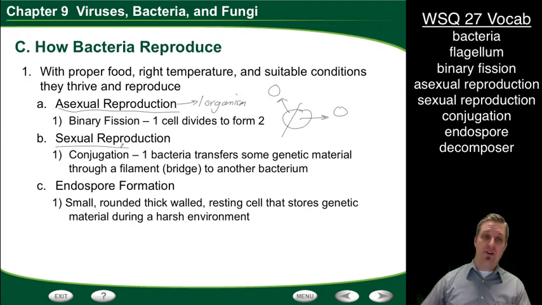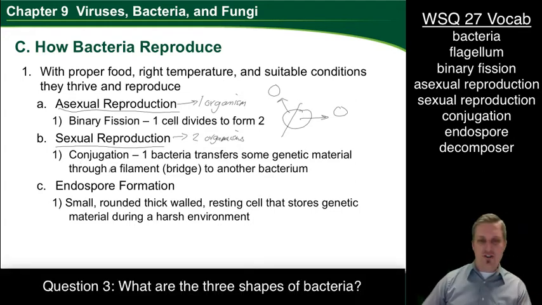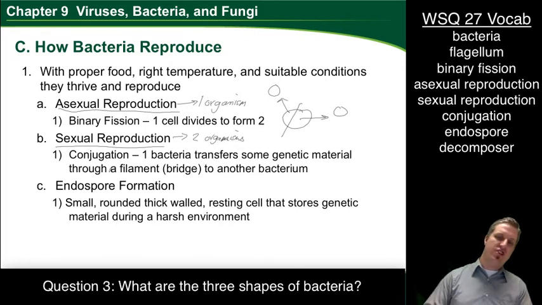Some bacteria reproduce through sexual reproduction, and sexual reproduction is where you have two organisms, right? So it's two parent organisms that both generate genetic information that becomes the new organism. They use a particular type known as conjugation. Conjugation is where one bacterium transfers genetic material through a filament, like a bridge, to another bacterium, and produces a new offspring. So that's conjugation, used in sexual reproduction.